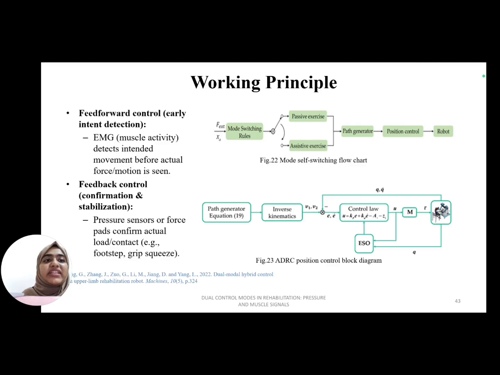The mode self switching flowchart consists of two types of exercises. It can be passive exercise or resistive exercise, and after switching to either type of exercise, it is followed by a path generator for generating a path, and then it goes to the position control, and finally the robot will be doing that particular kind of rehabilitation exercise.